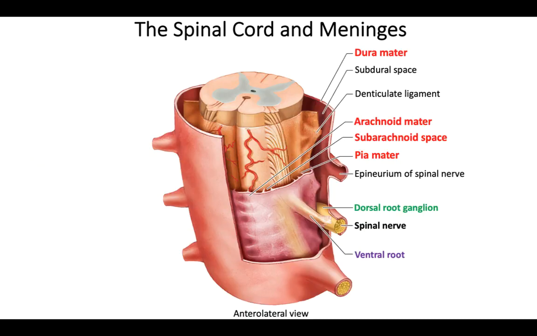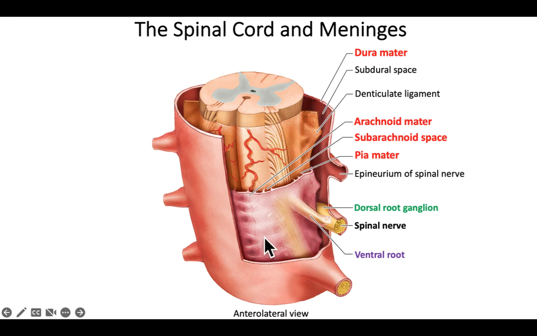This is a similar one. It doesn't really add more. It's just kind of another view looking at the layers. So again, we're kind of working superficial to deep. This doesn't show the epidural space. It doesn't show all that adipose tissue, but you can see this outer layer is the dura. Then you have the middle layer, which is the arachnoid. Then they show the subarachnoid space in here, and then the pia mater right here.